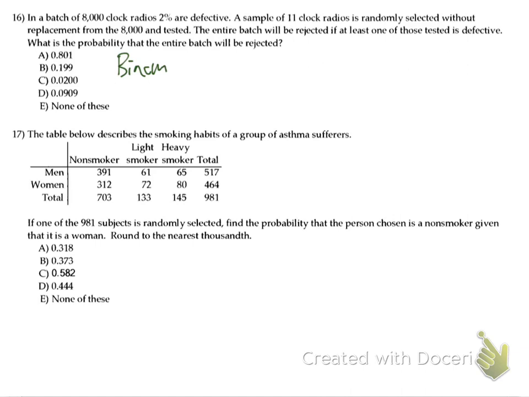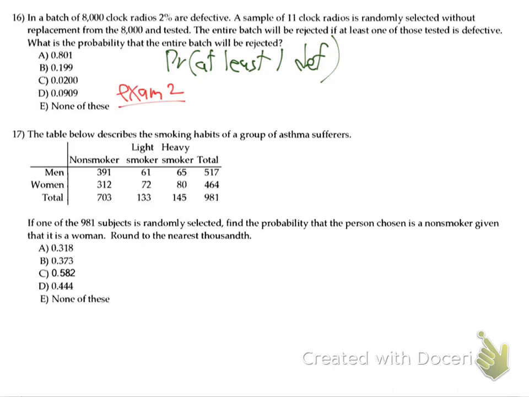Binom. Let me go back to the question. We're still asking what's the probability of at least one defective. That's still the same question. I have an example of binom on your exam 2 notes, number 3, the one where I say at least 4. Then I give an example.